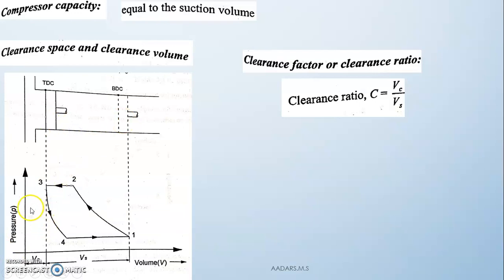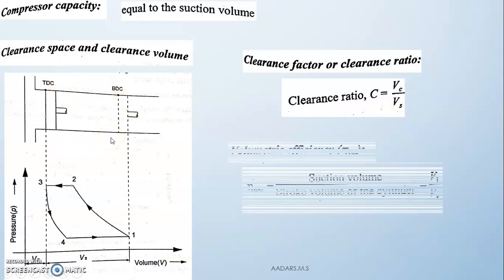And clearance volume can be defined as the distance between the top dead center and the cylinder cover. Normally it will be given in the question as a value, or as 10% of the total volume, like that it will be given. Okay, so clearance ratio is the ratio between clearance volume and swept volume. You can see this volume VC is marked here and VS is marked here. So VS is the distance between top dead center and bottom dead center in volume.